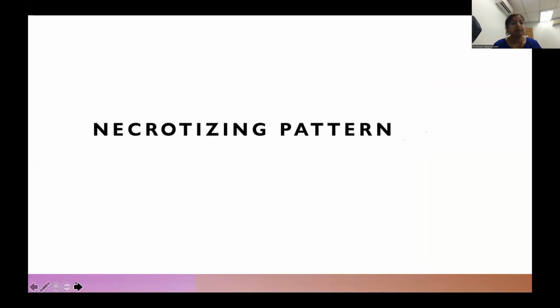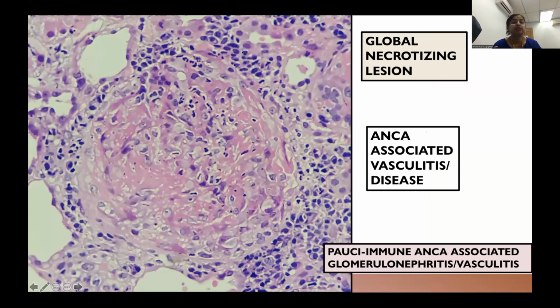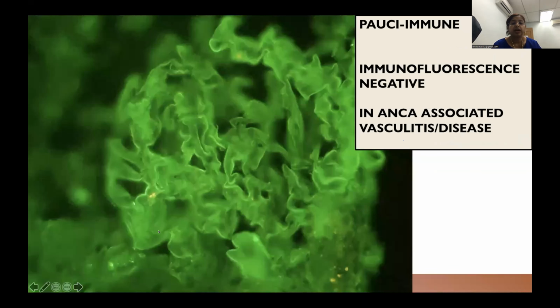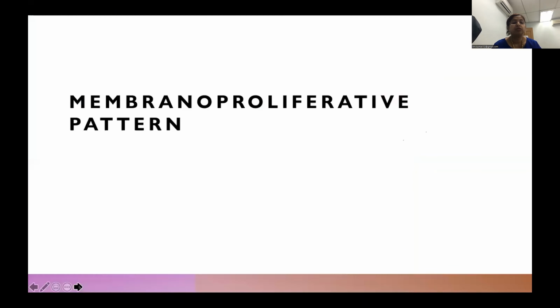Okay. Necrotizing pattern, for instance, in ANCA-associated vasculitis. So you see a florid necrotizing lesion. If it is involving part of a segment, we call it segmental necrotizing lesion. If it is global, in this condition, this is a global necrotizing lesion, commonly seen in ANCA-associated GN or pauci-immune ANCA-associated GN. Okay. So Masson's trichrome stain also highlights this, and this is very good and beneficial. So you can see the fibrin strands and the fibrinoid necrosis in a strands kind of pattern. IF will be obviously negative for pauci-immune ANCA-associated.